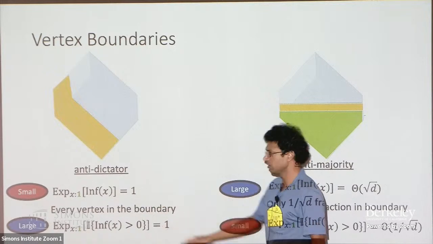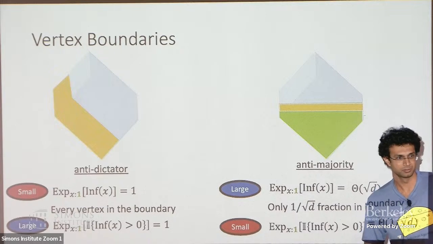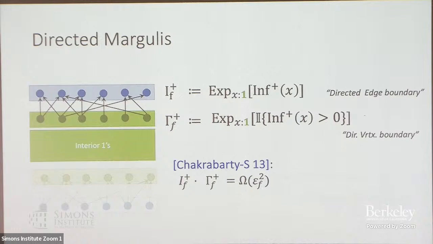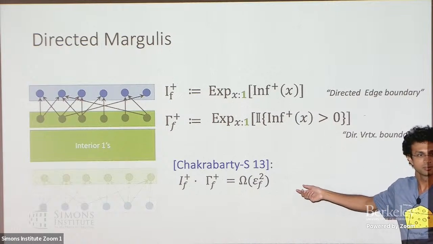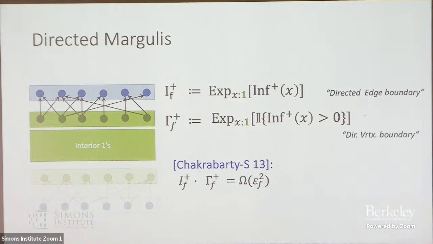so the product is 1. Edge boundary is root t, vertex boundary is 1 over root t, product is 1. And this holds for any function, any Boolean function. And so what we proved is a directed version of that, saying that even if you direct it, you can replace that with the distance to monotonicity. Okay?